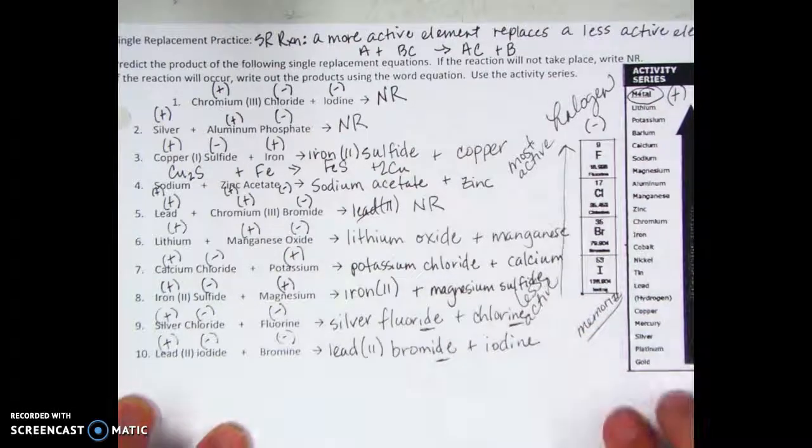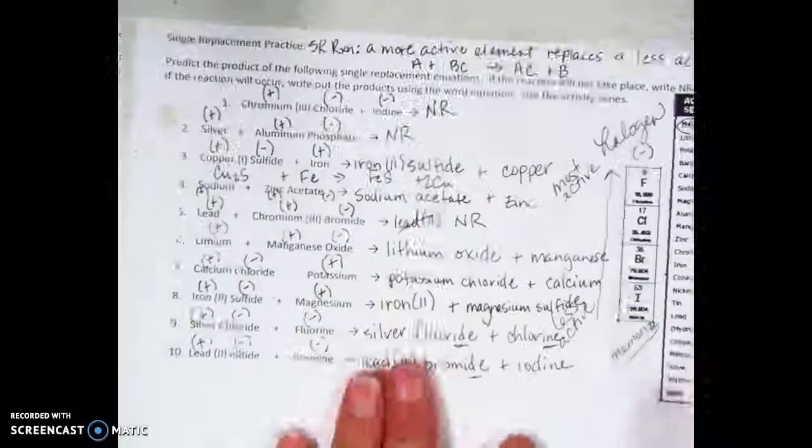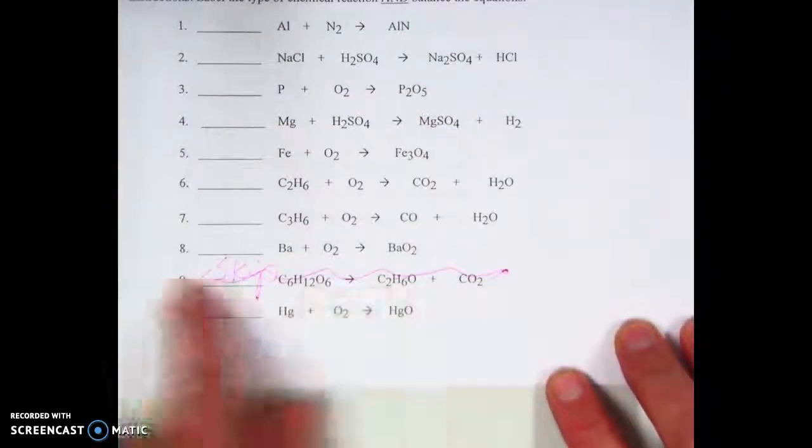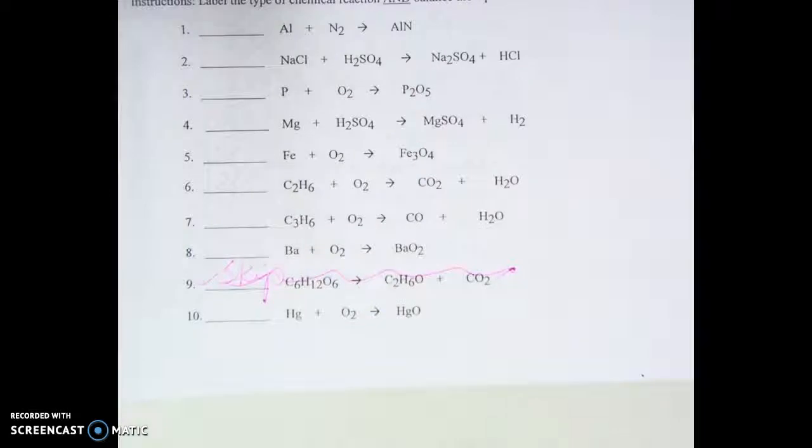Okay, so this was activity series. You're going to flip over on the back during class. We work these out, and we skip number 9, okay, the type of combustion.